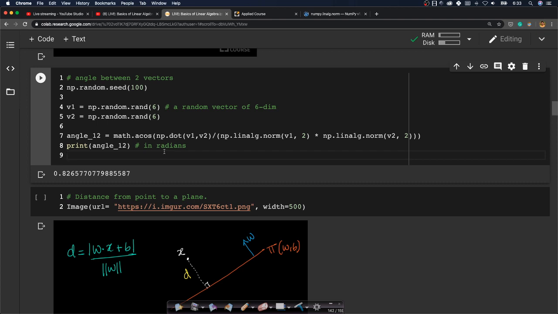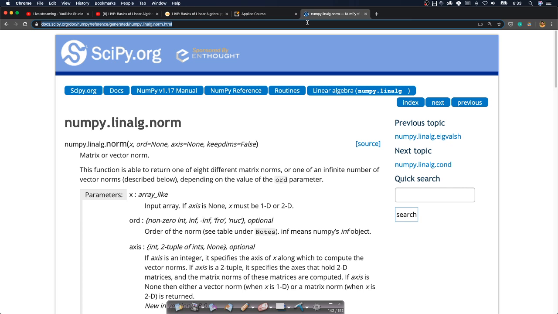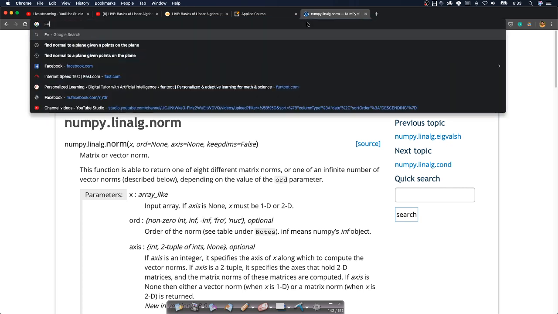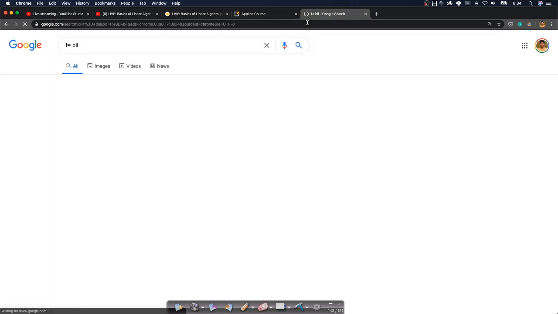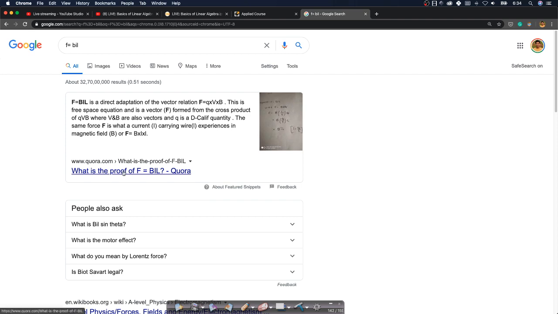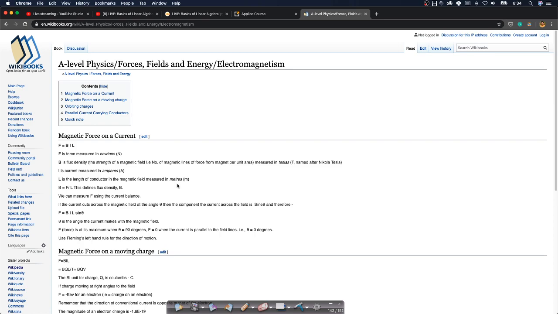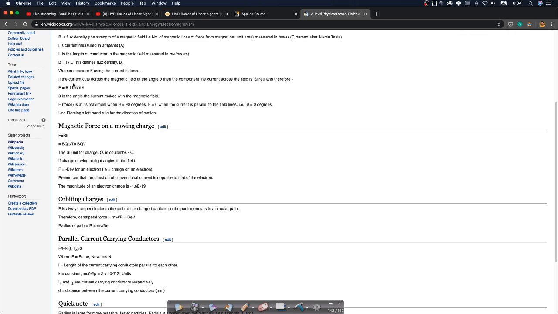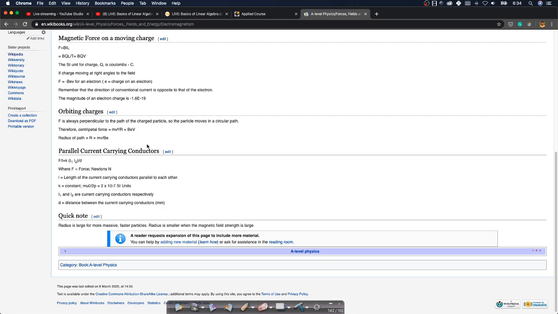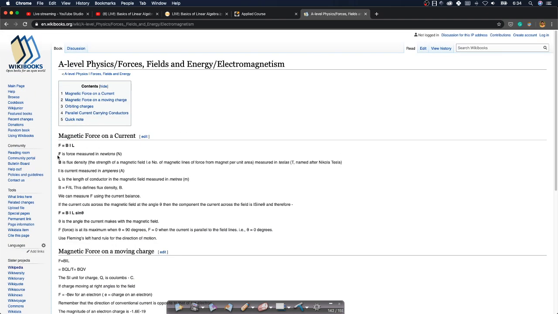So yeah, as somebody rightly pointed out, let me just Google it. It's been almost 20 years since I saw this. F equals to BIL, right? I think there is a cross product between B and the length. Okay, there is sine theta, that's the intensity, but where is the direction? I think B is the flux density, and F is force in newtons.